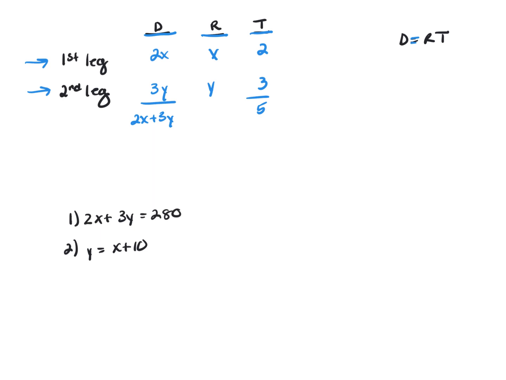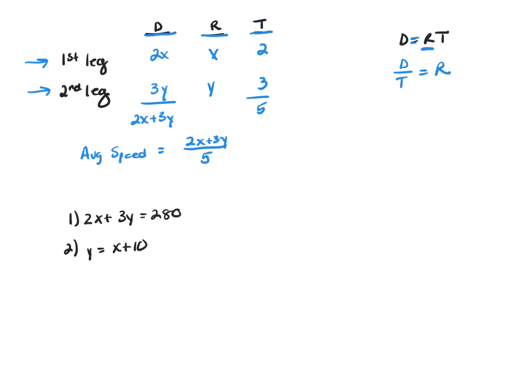Now in this problem it says, what was her average speed in miles per hour? Average speed, that's your rate. If you solve this equation for rate, you get d over t equals rate. So that's what I'm trying to find. Her average speed or rate would be total distance over total time, which is 2x plus 3y over 5.